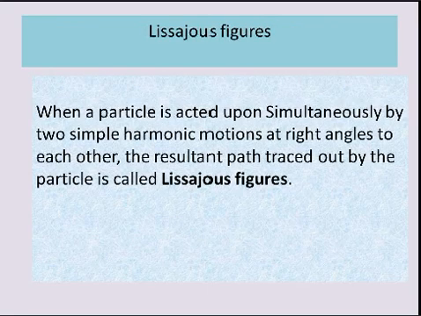As I already told you, Lissajous figure in the lab. So quickly we will see what Lissajous figures are. When a particle is acted upon simultaneously by two simple harmonic motions, very important. In order to obtain a Lissajous figure on the screen of a CRO, you need two simple harmonic motions, and they should be at right angles to each other. Then the path traced out by the particle is called a Lissajous figure.